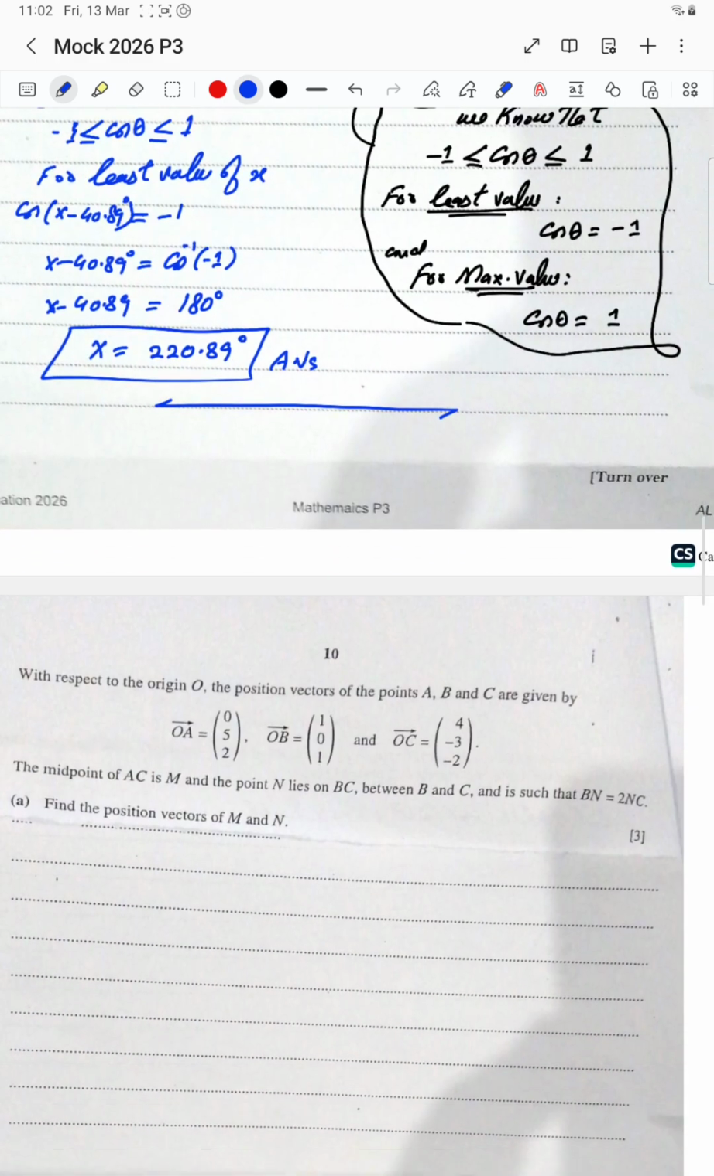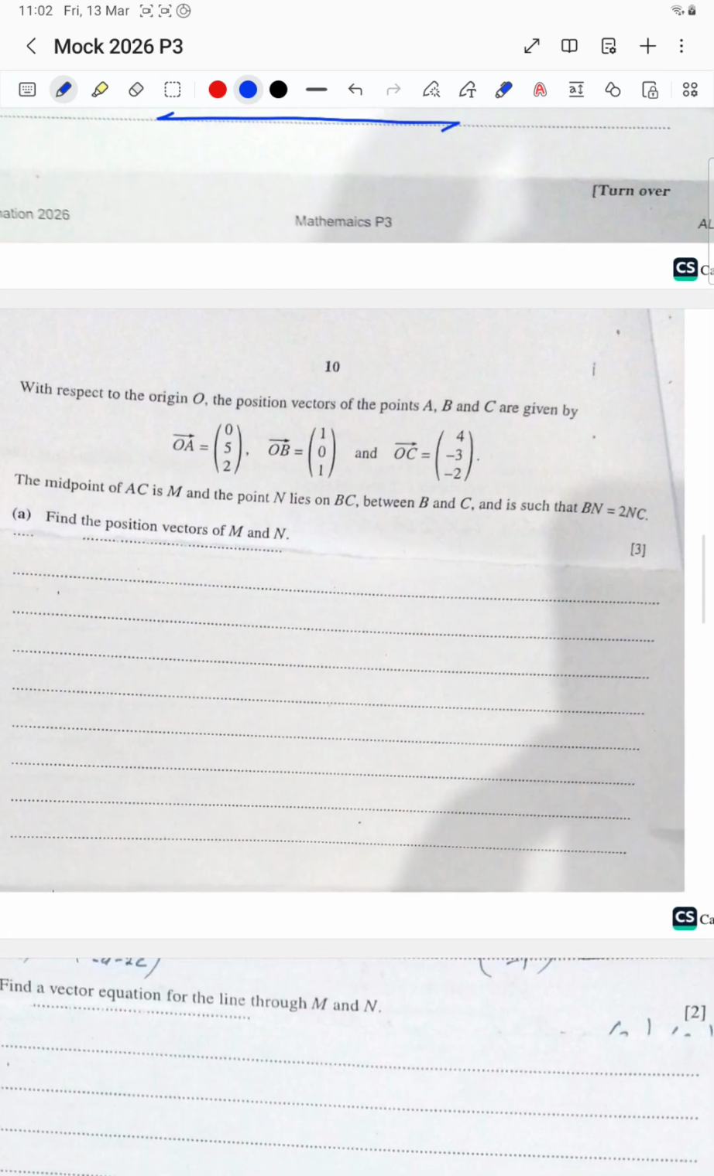Let's proceed to the next question. Okay, so this question is taken from vectors. This is question number 6.